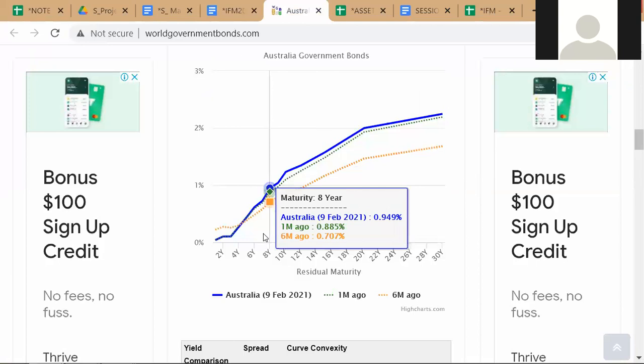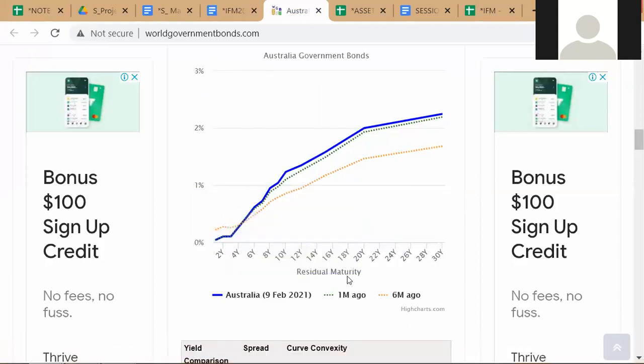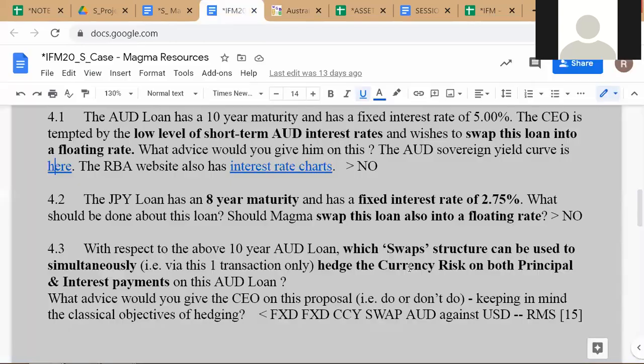Because this is a sovereign yield curve, it's not really what a corporation would pay. You pay a little bit higher. But what this guy is saying is, why am I paying 5%? This loan must have been taken many years ago. So he's saying, why am I paying 5% and how many years does it have?